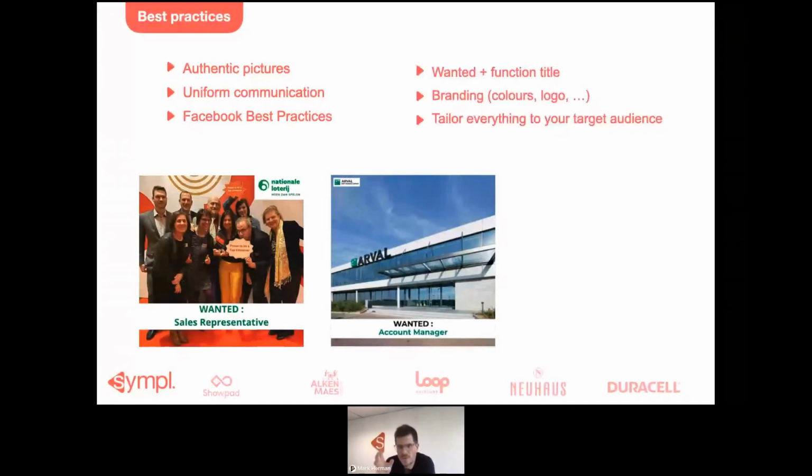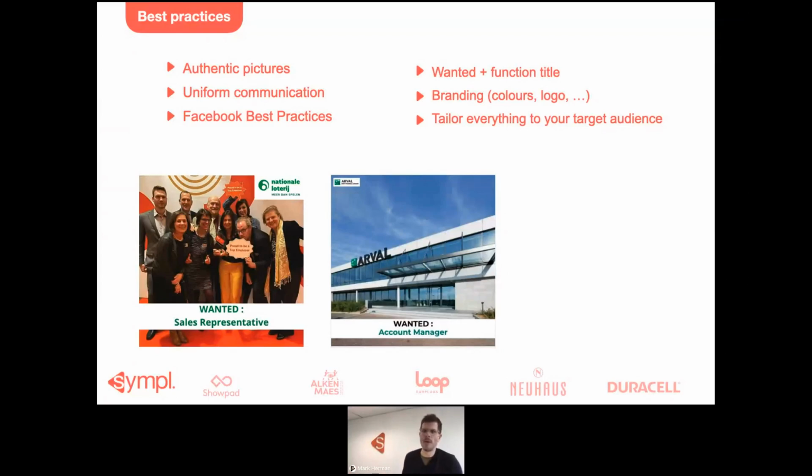The wanted banner plus a function title is something we like to use. We also A/B tested that a gazillion times. It's always better to state upfront what it is you're looking for. That also allows you to, for instance, do some testing with function names. But please make sure that when people see this, they actually understand it's an ad for a vacancy or for recruitment, right?